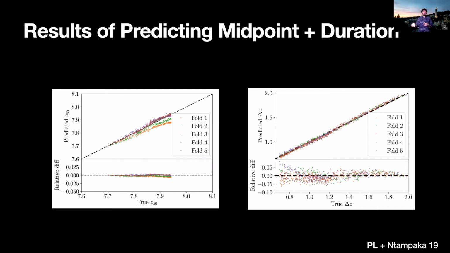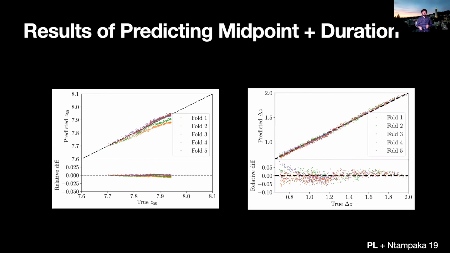And you see on the left for Z50, the midpoint of reionization, it does a really good job, but it's a very narrow range, only from redshift 7.7 to 8 roughly, which, given our uncertainty in models about reionization, is actually a very narrow range. In principle, you could have a much larger range for your midpoint. So this is artificially narrowed, but the duration we changed quite a bit, and you see that it does a pretty good job of recovering that.